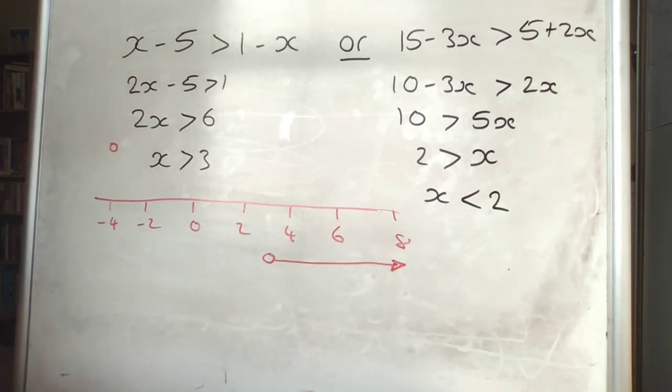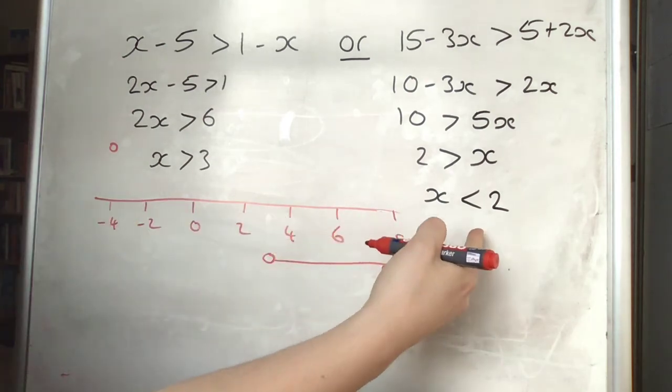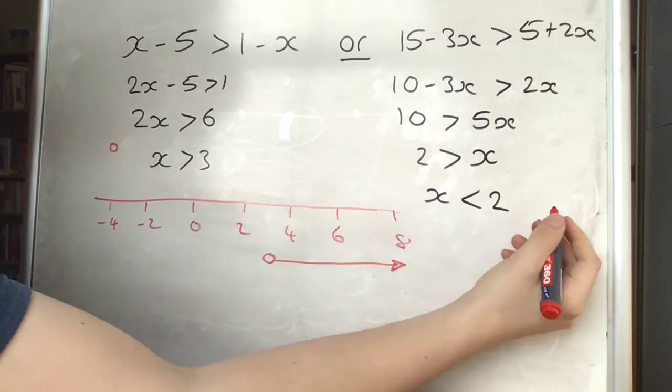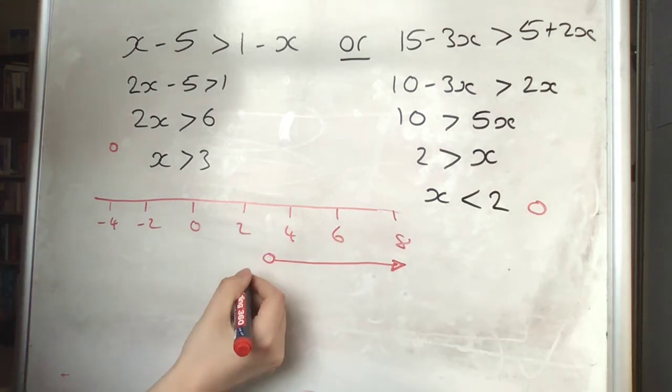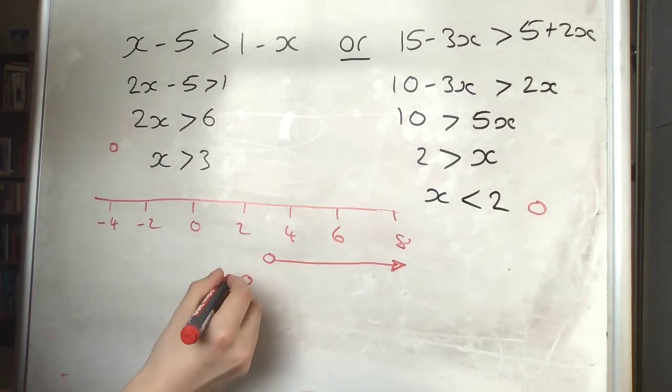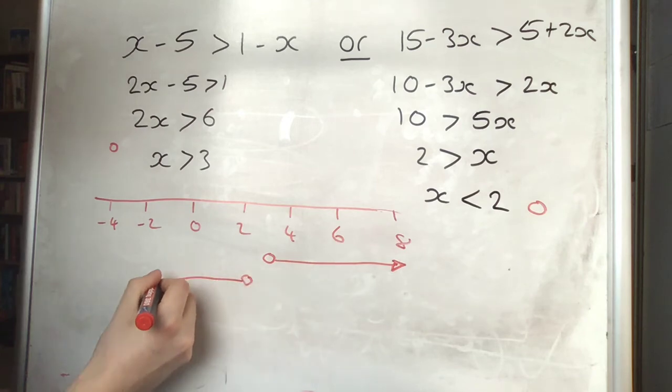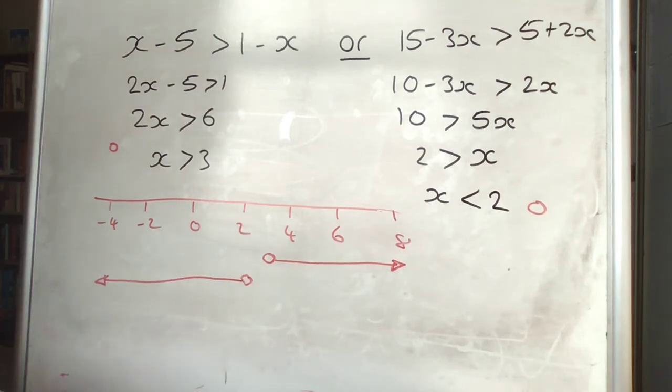And then our other term is x is less than 2. And again, it's not equal to, so we're going to represent that with an empty circle. And we're going to find 2 on here, put an empty circle underneath it, and as it's less than 2, we're going to put an arrow going this way.